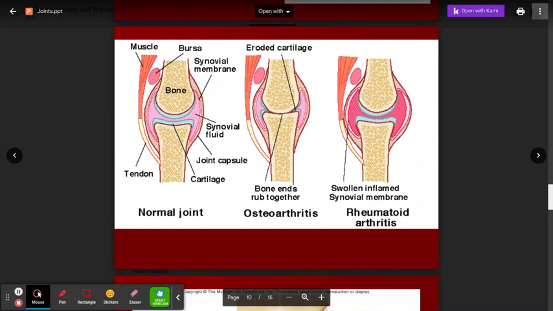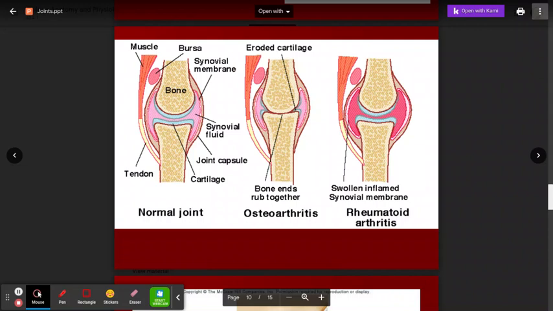Okay, so a lot of you going into the medical field are going to experience people with problems, right? Normal joint on the left-hand side. Notice your tendons, your ligaments, your bursa sacs, your synovial fluid amount. And then take a look at bone ends rubbed together, osteoarthritis, coming from age, coming from overuse, coming from a bad diet, possibly not eating correctly, calcium not necessarily keeping your bones strong, or other injuries.